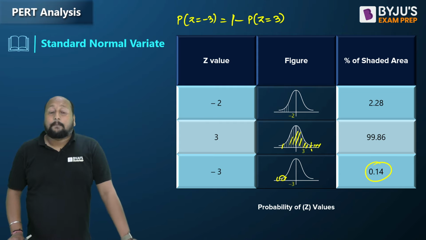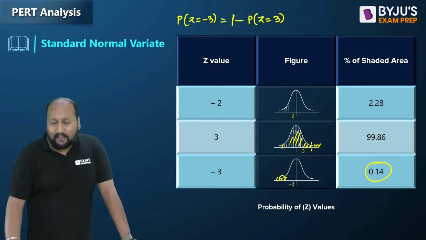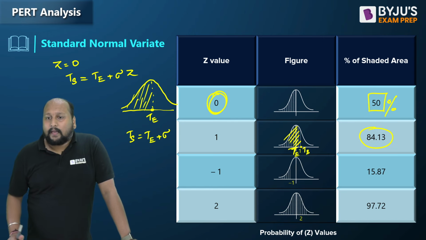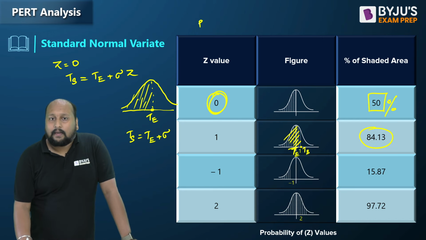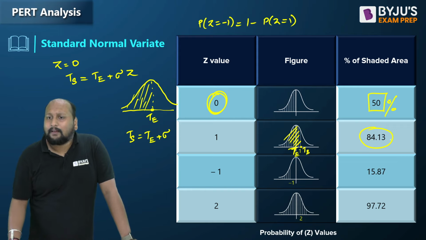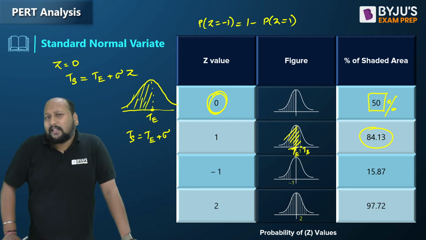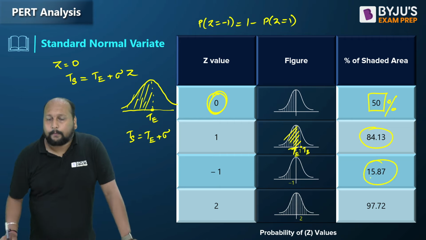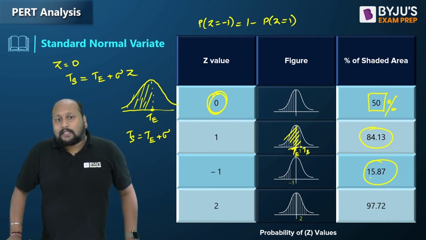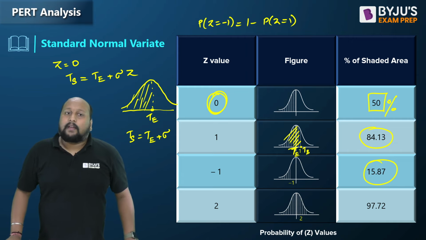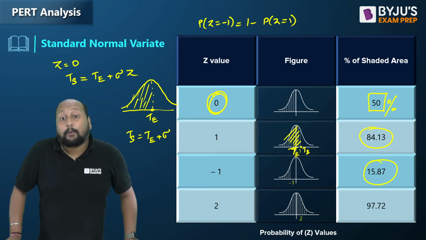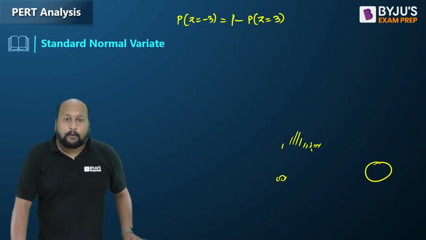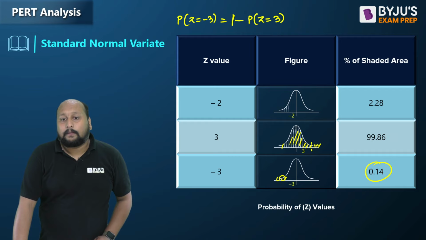That is the standard normal. It's a very easy thing. If I get Z equal to minus 1, then the probability of Z equal to minus 1 is nothing but 1 minus the probability of Z equal to 1. That means 1 minus 0.84, which is about 16%. So by just calculating the standard normal variate, we are able to calculate the probability of completing this project. So this is all about the PERT analysis.